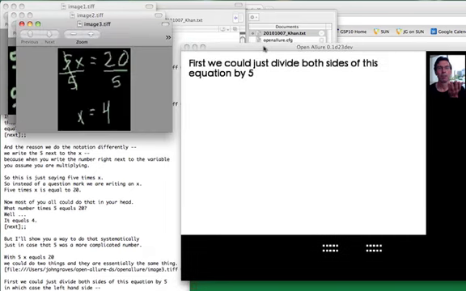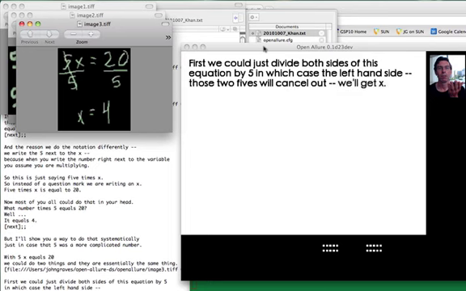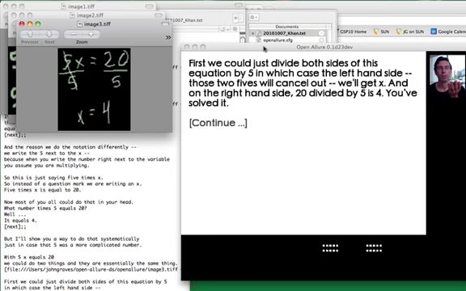First we could just divide both sides of this equation by 5. In which case the left-hand side, those two 5's will cancel out, we'll get x, and on the right-hand side, 20 divided by 5 is 4, you've solved it.